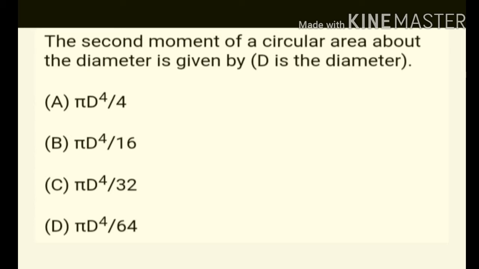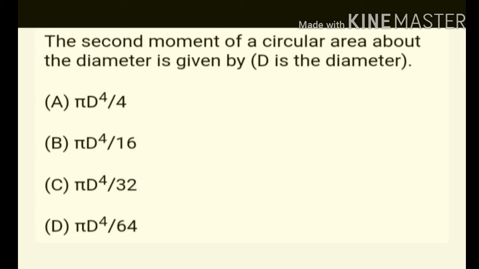The first bit is: the second moment of a circular area about the diameter is given by, where d is the diameter. See, here he is asking about the second moment of a circle. The options are given: A, pi d power 4 by 4; B, pi d power 4 by 16; C, pi d power 4 by 32; D, pi d power 4 by 64. So what could be the answer?